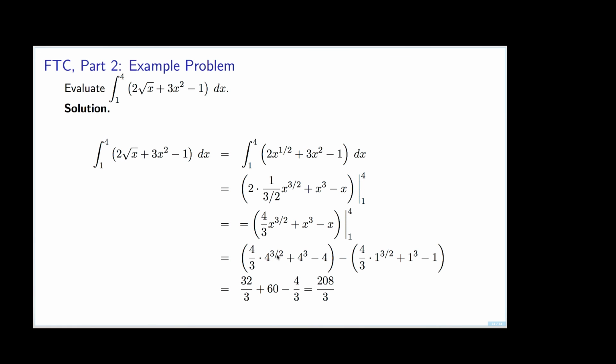4 to the 3/2, so 4 to the 1/2 is 2, and then you cube that and get 8 times 4 over 3 is 32 over 3. 4 cubed is 64, minus 4 is 60. And then plus 1 cubed minus 1, those go away. 1 to the 3/2 is 1, so we get minus 4/3. And when you work this out, we end up with 208 over 3 for our final answer here. But again, the key step is to first find your antiderivative and then plug in your upper and lower limits of integration.